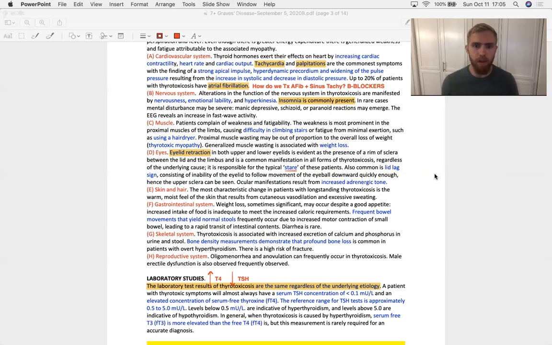Also, weight loss is a big systemic effect of having too much thyroid hormone, or thyrotoxicosis, and thyroid hormone might be taken exogenously as an attempt to lose weight.